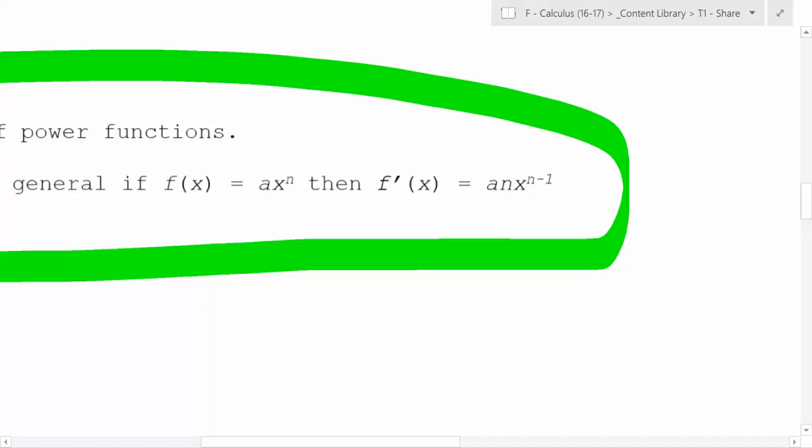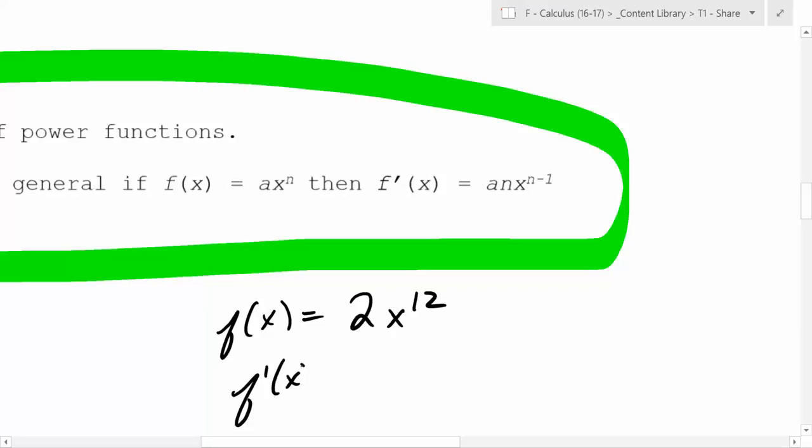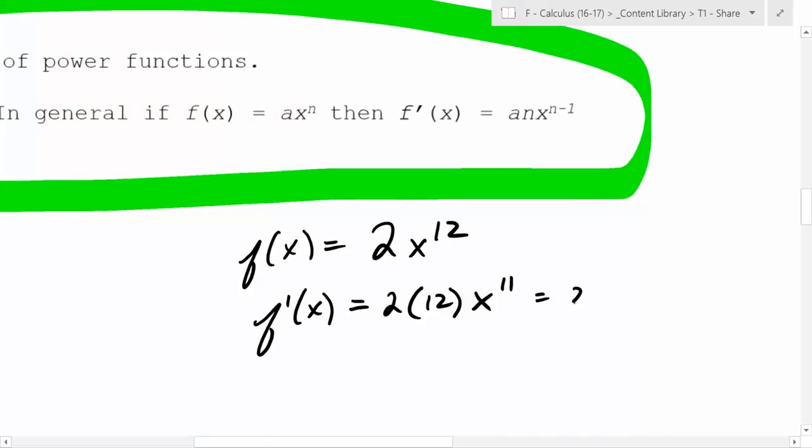then you do the derivative by doing what? What do you do with the power? You subtract 1 from it, and you bring the whole power to the, where's the n go? Look up at the, where's the n go? In front of the x, and you multiply times what? A. So for example, if we had f of x is equal to 2x to the 12, what's the derivative going to be? 2 times 12 times x to the 11. And yes, you could simplify that to be 24x to the 11th.